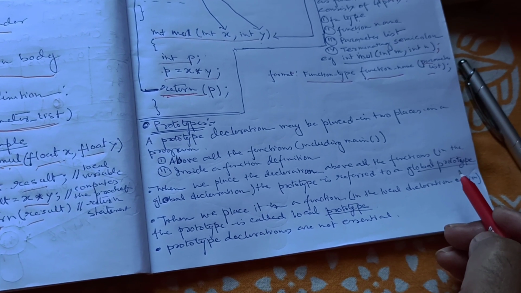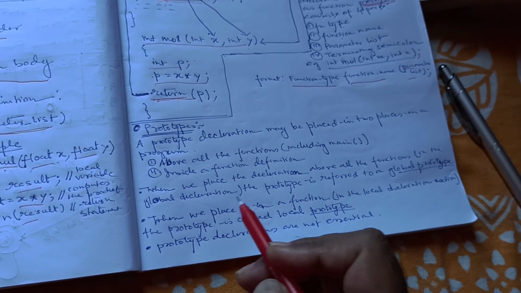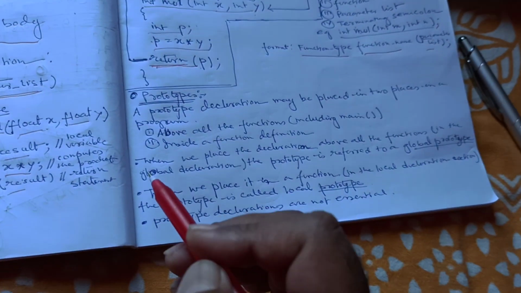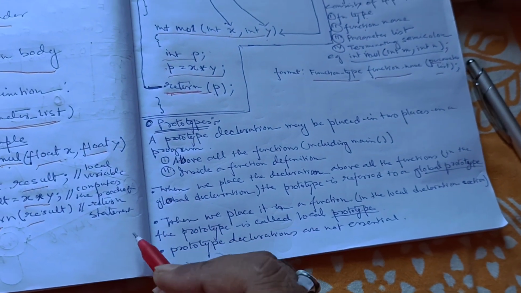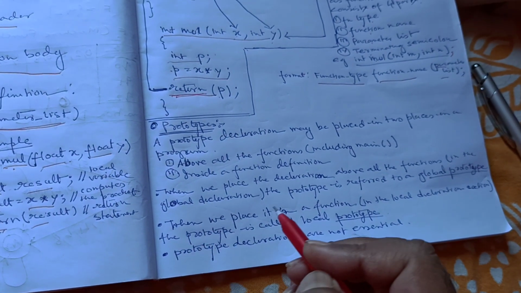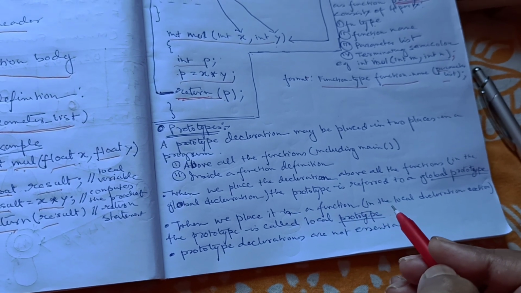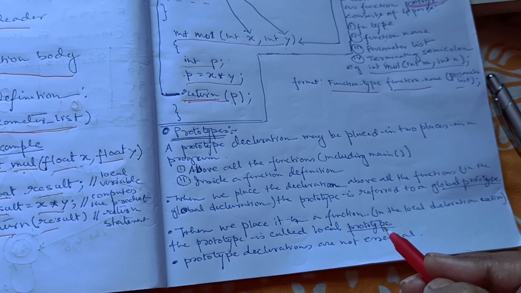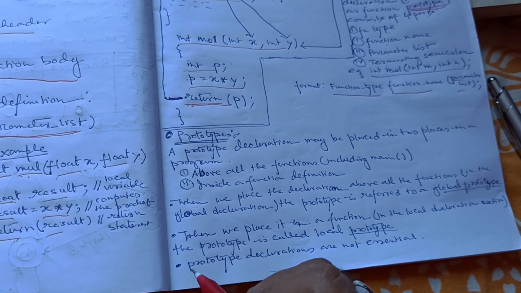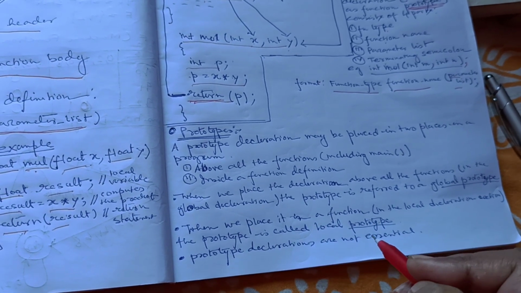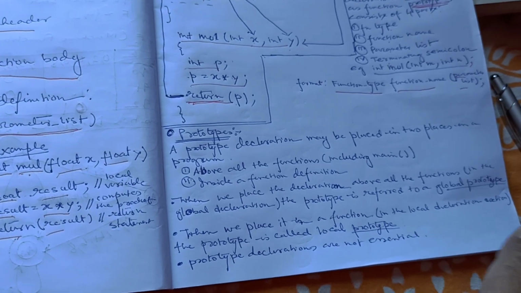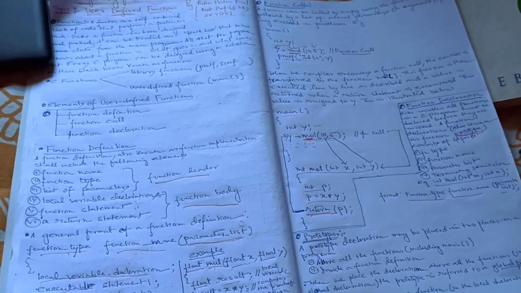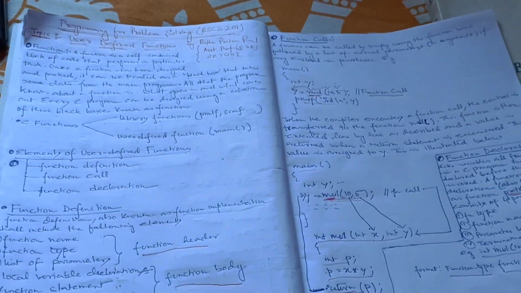If you place the declaration in the global declaration part, that prototype is known as a global prototype. When we place it inside a function, that is in the local declaration part, the prototype is known as a local prototype. And finally, you should know that prototype declarations are not essential, that is, not mandatory. So I think all these topics from functions have been cleared.